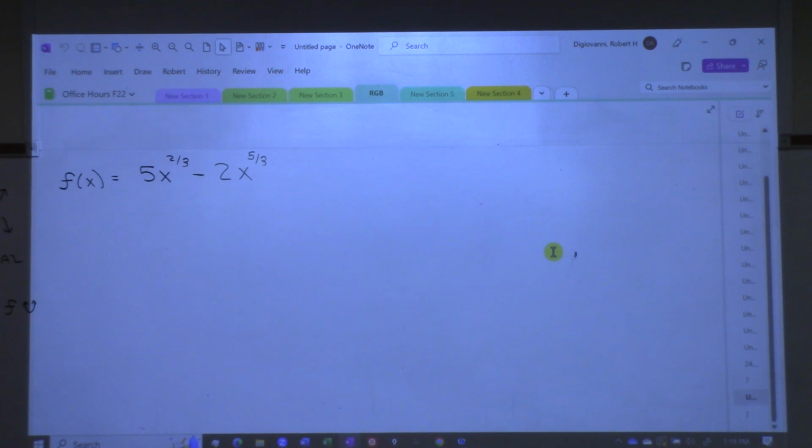What am I going to ask next? Yeah, where is it concave down? Find where f is concave down. And then finally, I'm going to ask for the inflection points. Find any inflection points. All right, let's do it.